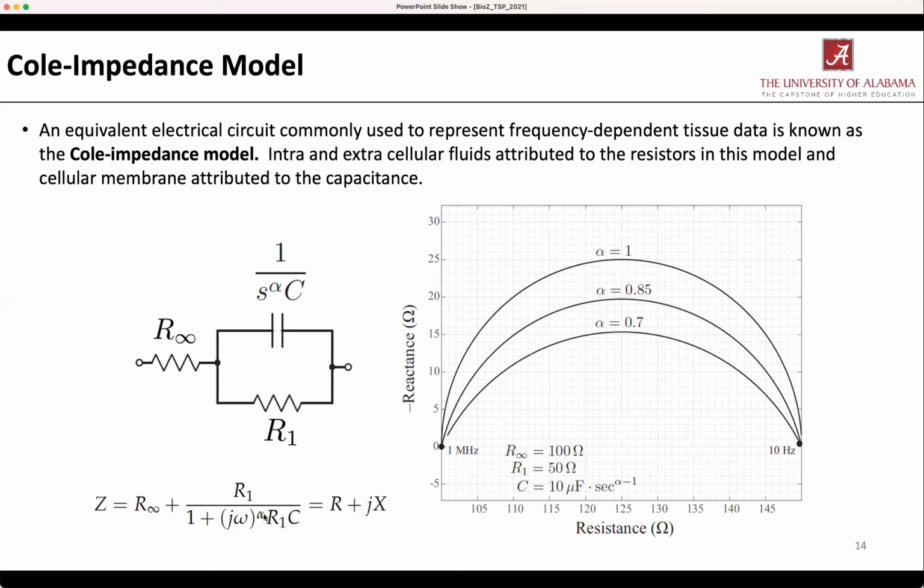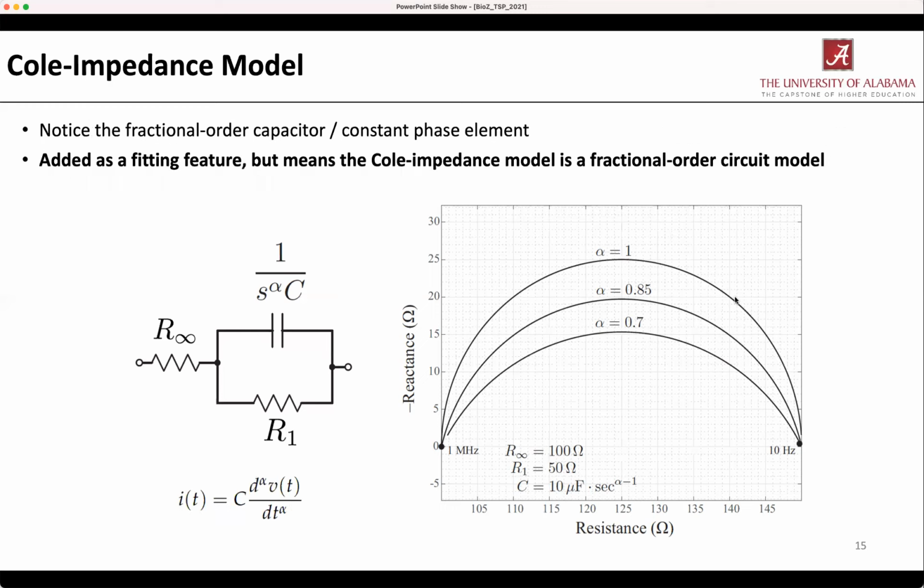This exponent was initially introduced when they were fitting early data sets, as a fitting factor to fit the arc. But the implication of that is that this goes into the domain of fractional order circuit modeling. So this physically means that this model has a fractional order capacitor. This fractional order capacitor has a voltage and current relationship that is described by a non-integer order derivative. So we could say that the current through this fractional order capacitor is its pseudo-capacitance times the alpha order derivative of the voltage.